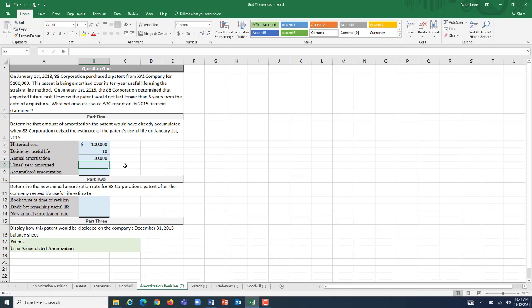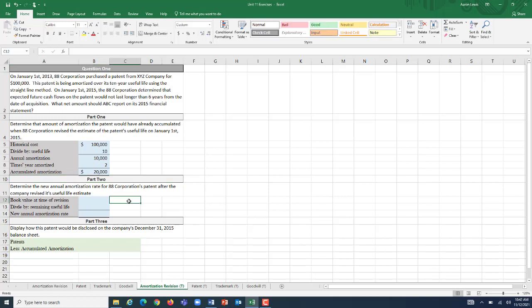Well, how many years would we have recorded this annual amortization of $10,000 for? We bought it on January 1st, 2013. We're revising on January 1st, 2015. So 2 years have passed. We would have recorded an annual amortization expense of $10,000 twice, which means the total amount of accumulated amortization on this particular patent at the time we were revising our estimate would be $20,000.